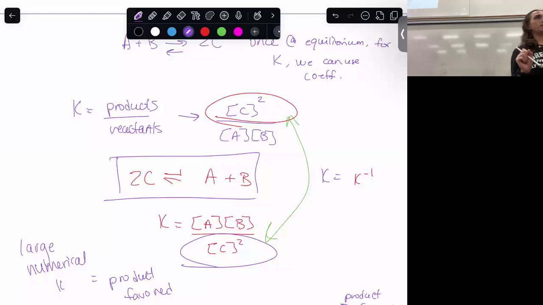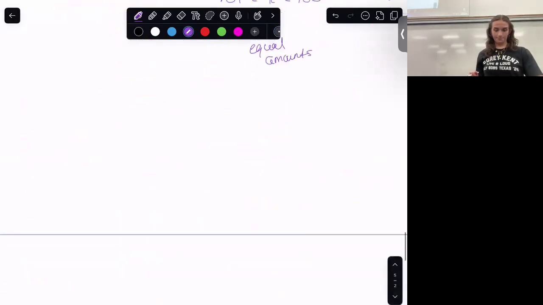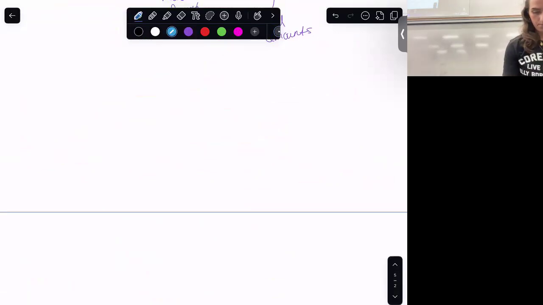Any other questions on equilibrium? A half-life problem? Is there a specific order? First order, yeah. The equation changes based on the order for half-life. Correct.